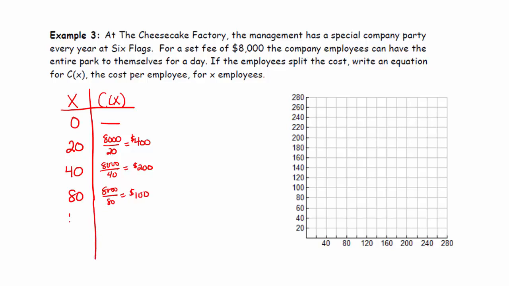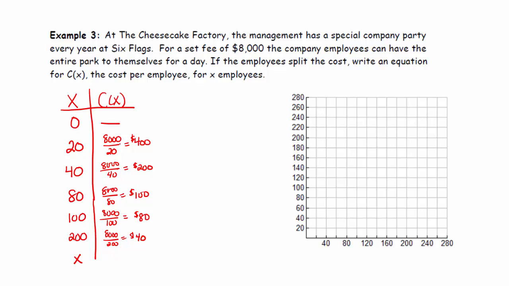Let's do 100 employees. What is 8,000 divided by 100 going to get you? 80. Okay. Let's really jump it up here. Let's go to 200. What if there were 200 employees? 8,000 divided by 200. That's more like it. $40, yes. And then what if there were X employees?